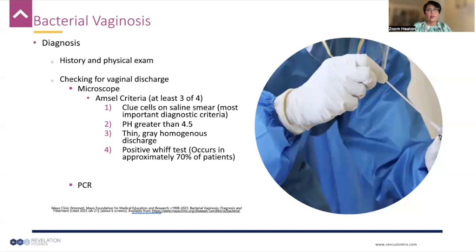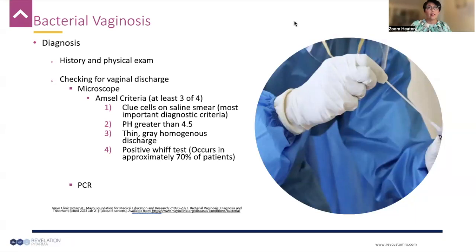And the diagnostic criteria that can be used to make an official diagnosis of BV is called the Amsel criteria, where 3 out of 4 of the criteria must be met. So there has to be clue cells on the saline smear. There's a pH greater than 4.5.